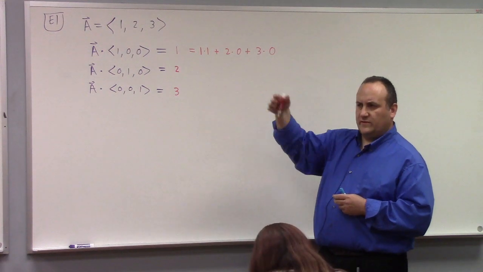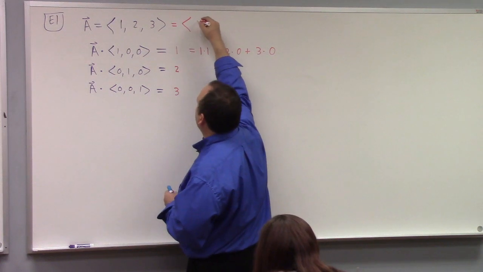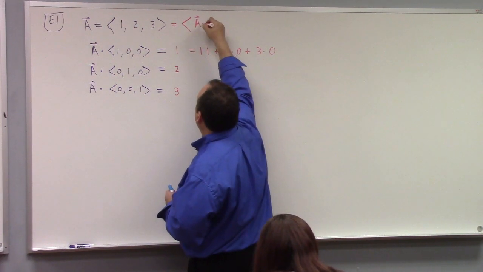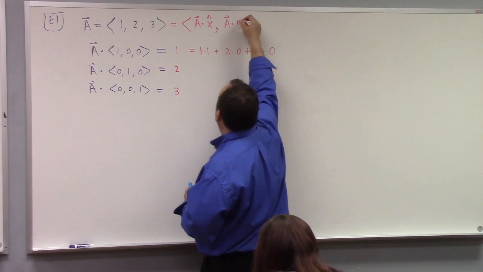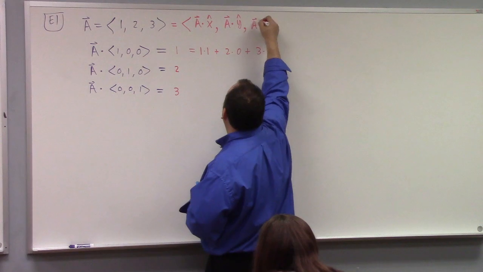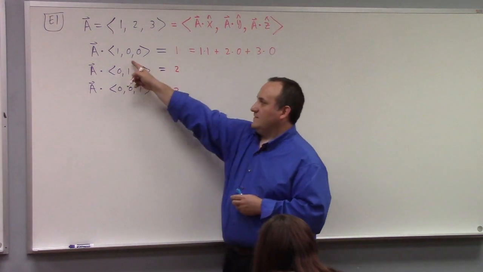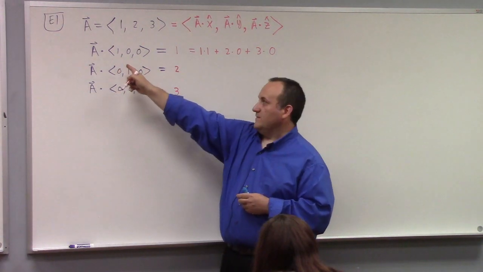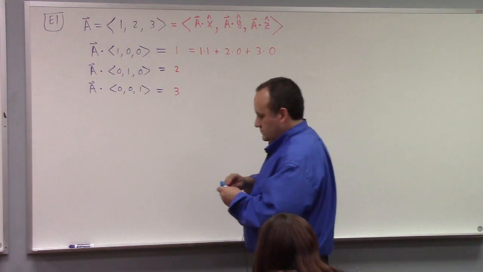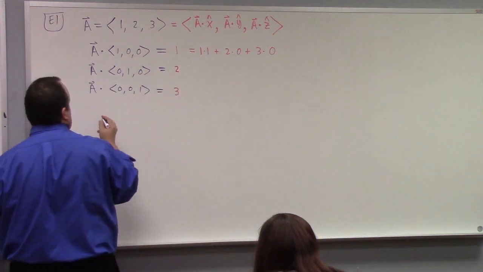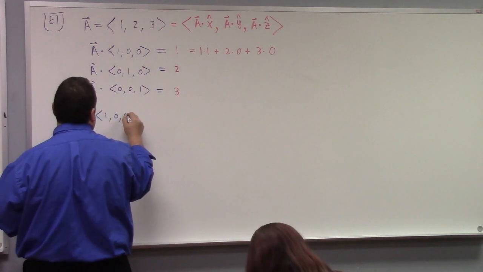What does this show us? This shows us something. Actually, this is equal to what? This is equal to, in retrospect, A dot x hat, A dot y hat, A dot z hat. See, because this is exactly x hat, this is y hat, this is z hat, right? You remember that? So I'll remind you, x hat is equal to (1, 0, 0).